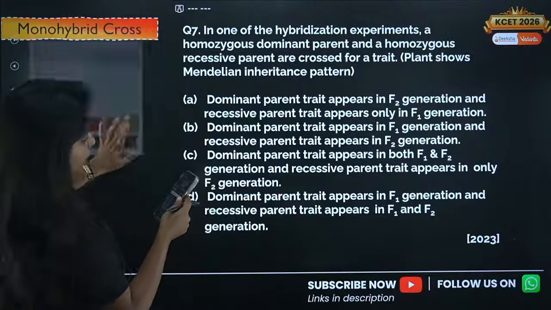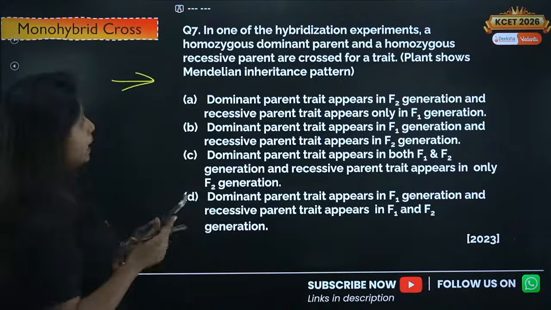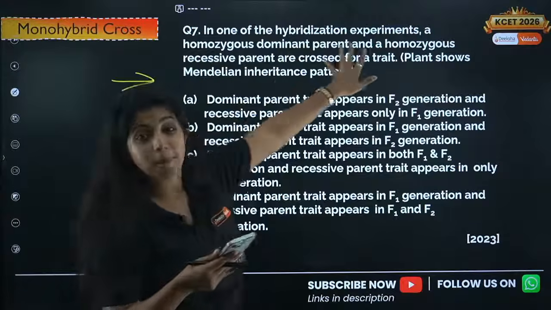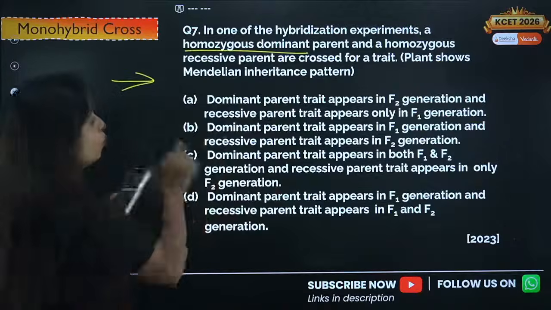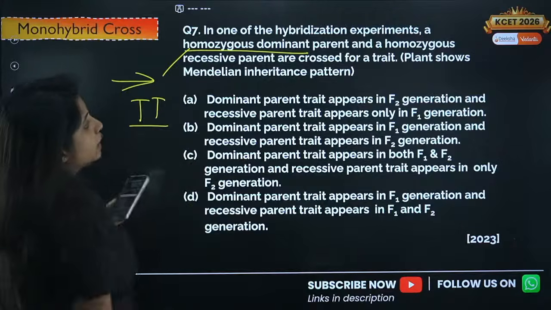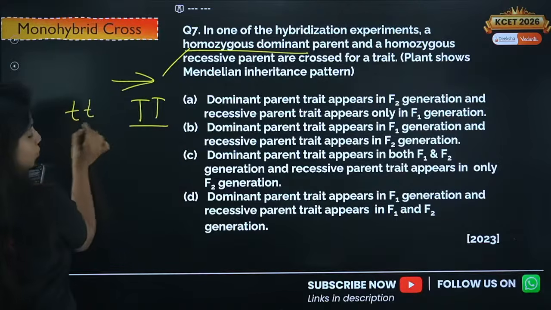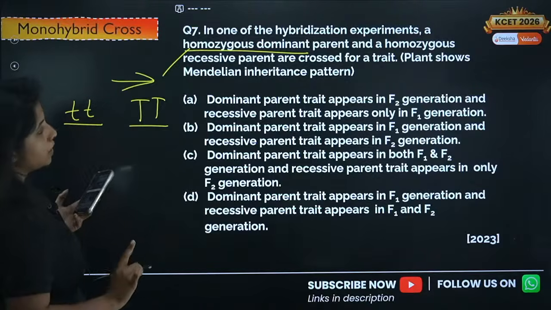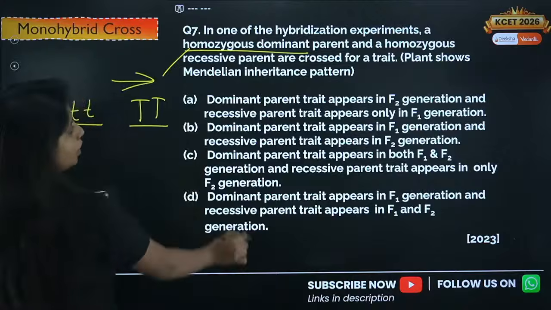Okay, we'll move ahead with the next question. Over here, it's about monohybrid cross. In one of the hybridization experiments, a homozygous dominant parent. Homozygous means both the alleles would be same. Homozygous dominant parent means capital T, capital T. They are both dominant and they are both same. Now, a homozygous recessive parent is crossed. Recessive means both of them should be recessive in trait, and my dear children, they are homozygous. The cross shows Mendelian inheritance pattern.